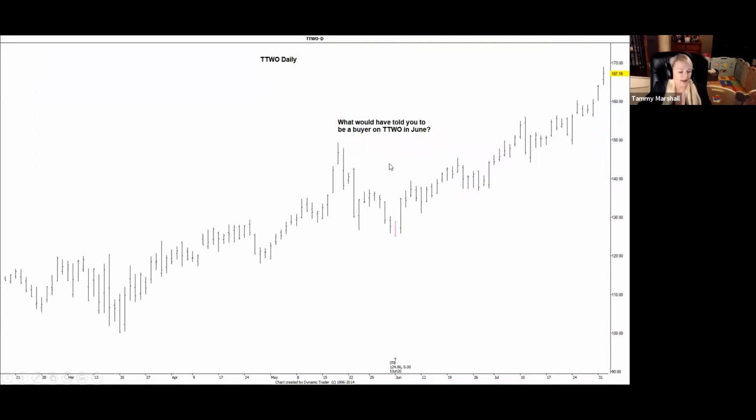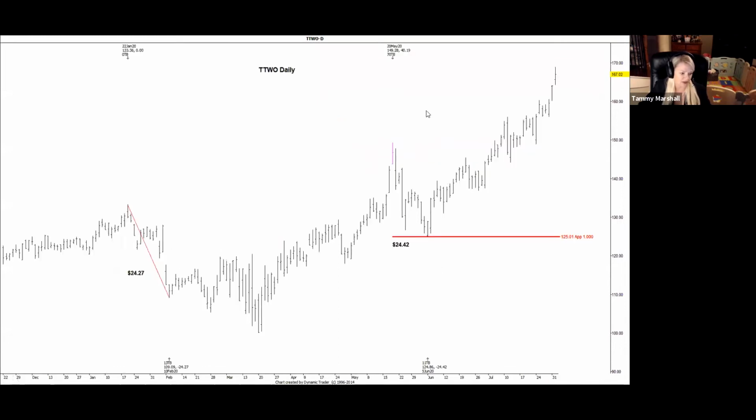And obviously, if you have questions, we are always happy to answer questions on Twitter also. So I'll start off by asking the question: what would have told you to be a buyer in TTWO in June? If you're looking at this chart, what would have told you to be a buyer back here on June 5th? You can see the number there on the bottom. June 5th, you could have been a buyer right there. What would have told you that?